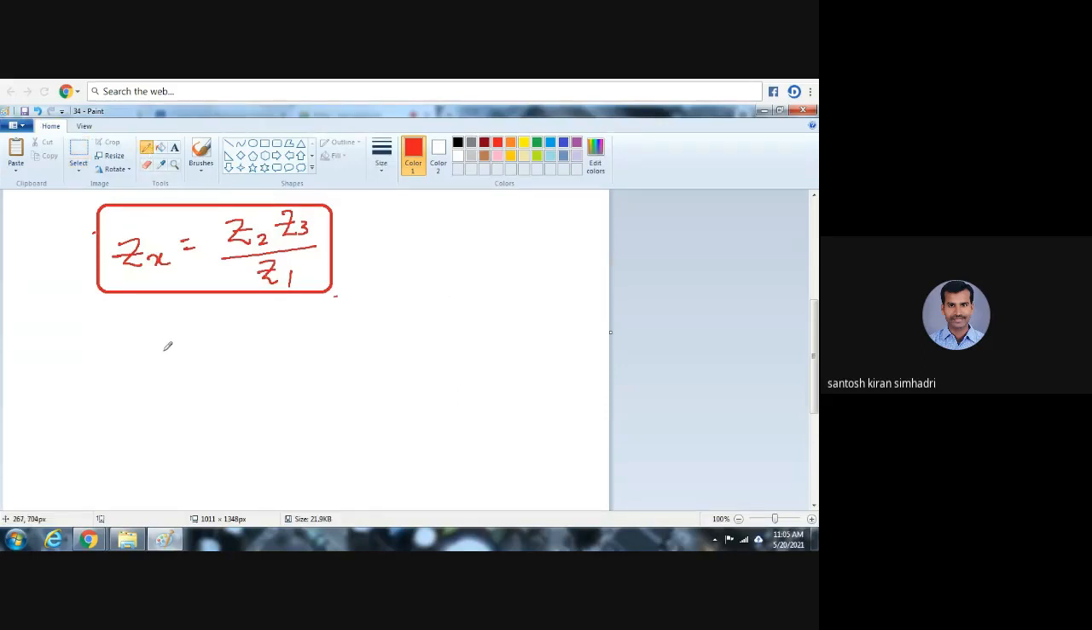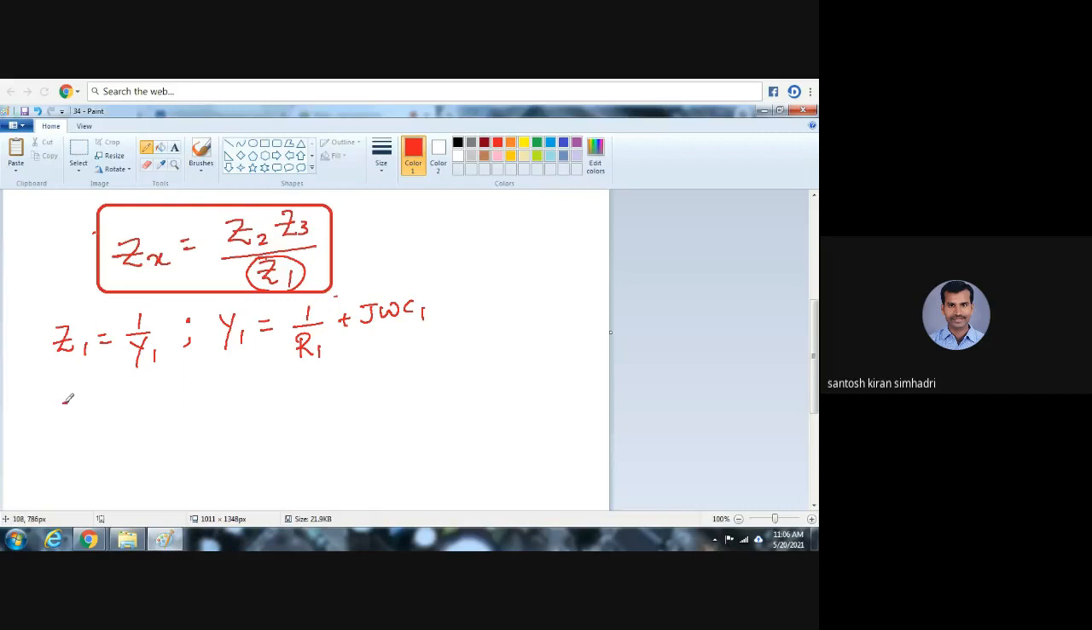First I will go with this Z1. What is Z1? Z1 equal to 1 by Y1. Now I will extend this. What is Y1? Y1 equal to 1 by R1 plus J omega C1. Is it clear for you? Can you please respond? Thank you. So finally, Y1 equal to 1 by R1 plus J omega C1.